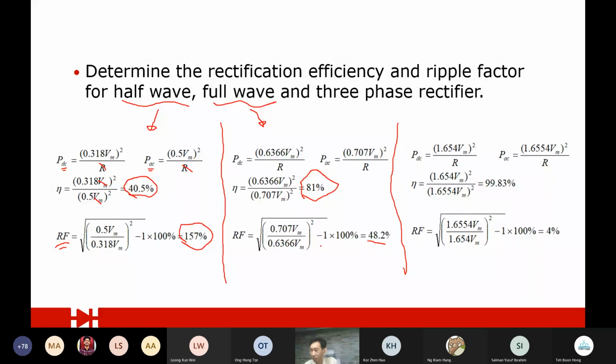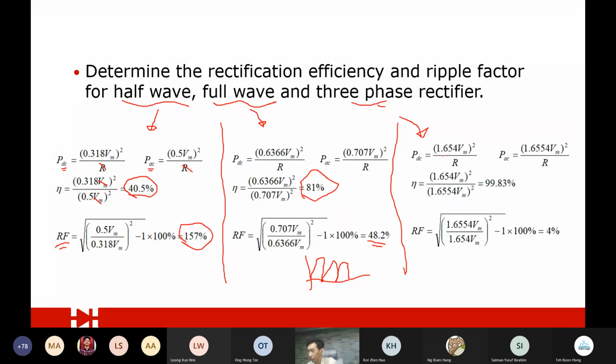Simply because, like I said, the rectified waveform goes all the way up and touches the zero and repeats. It touches the zero and repeats. So that is still considered high. Of course, we know that it can be solved by a filtering process. And lastly, the three-phase. Here, it is the same. You just put in the equations, and you can see.